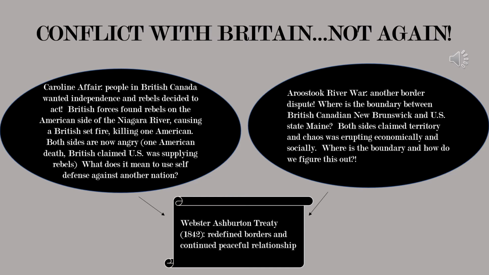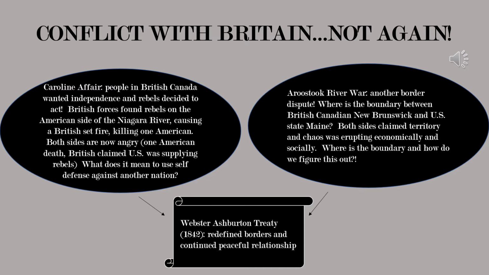But in the meantime, this was an issue that Martin Van Buren had to deal with before it culminated and snowballed into more. On the other hand, he also had to deal with this Aroostook River War. So this was going to be another border dispute that he had to deal with. So kind of a gray area that wasn't decided by the Treaty of Paris after the American Revolutionary War and wasn't decided by the Treaty of Ghent after the War of 1812 either.